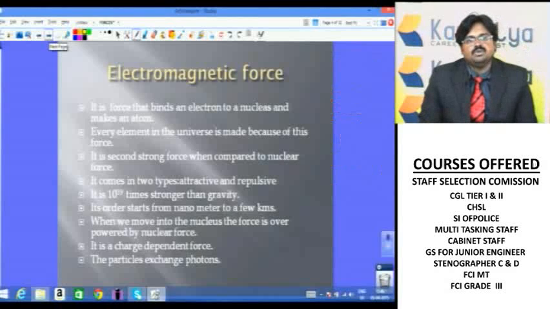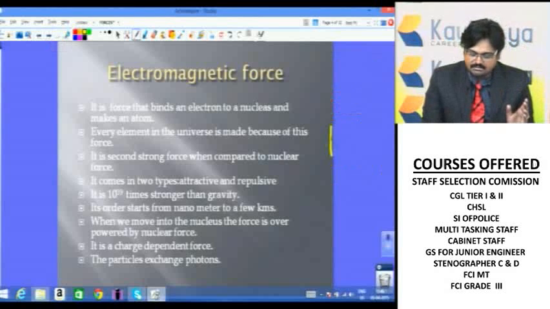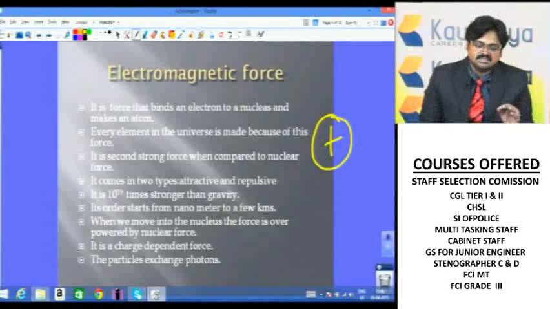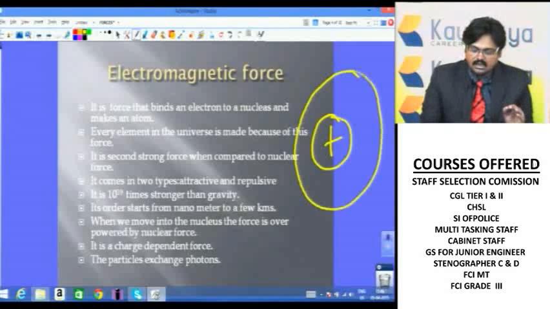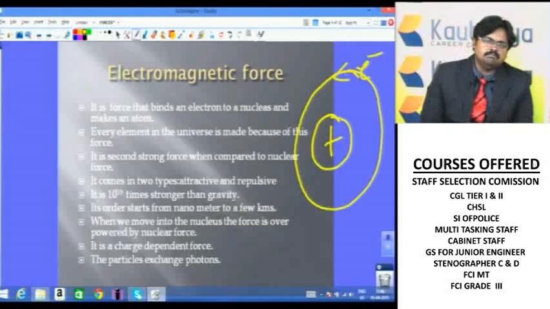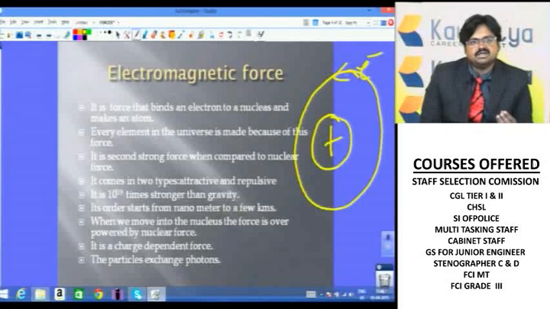Now what do you mean by an atom? An atom is something that has a positive charge at the center. It has a negative electron revolving around the center. This is a simple hydrogen atom. A simple hydrogen atom has a positive charge at the center, and it also has a negative charge revolving around it. Now how do you form this atom?